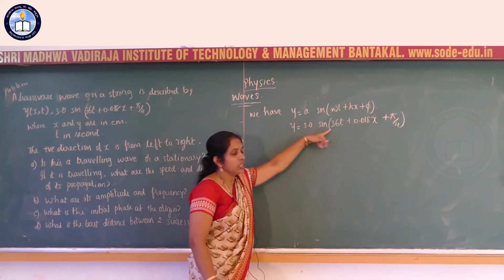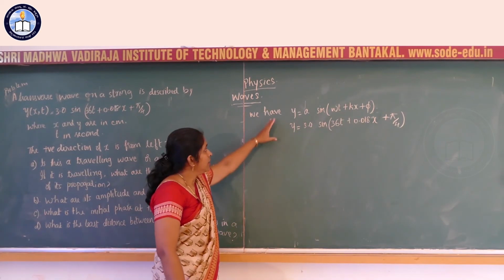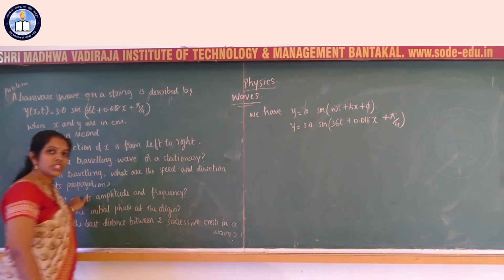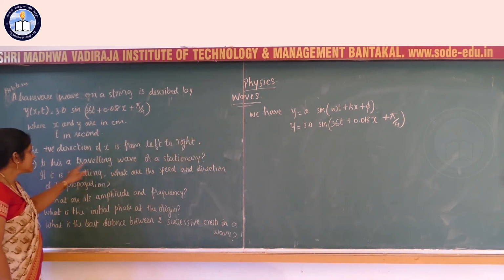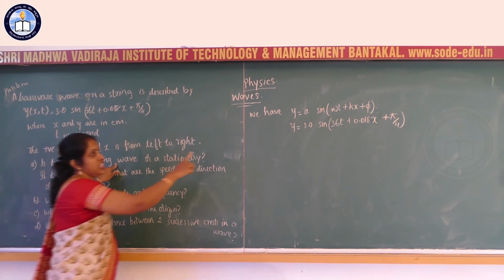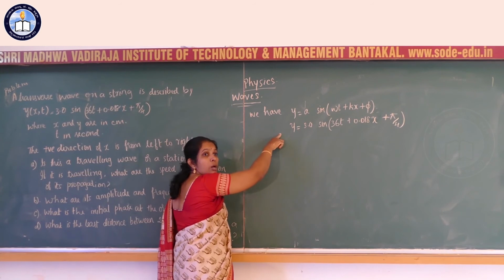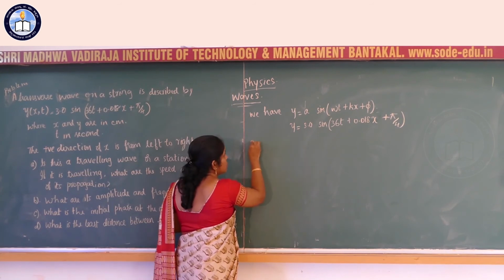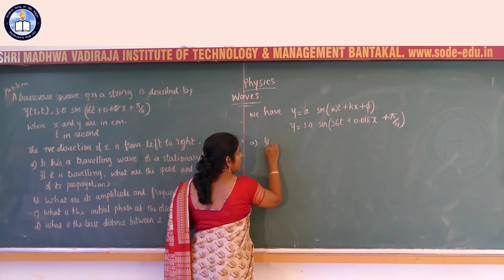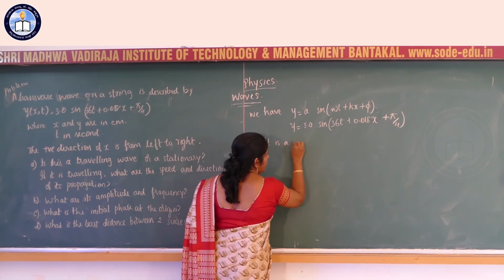Now compare these two equations. While comparing these two equations, we can answer these questions. Is this a traveling wave or a stationary wave? This equation is similar to the standard progressive wave equation. So the first answer is: a progressive wave is a traveling wave. It is a traveling wave.